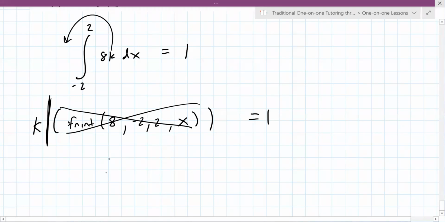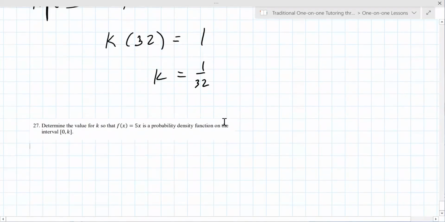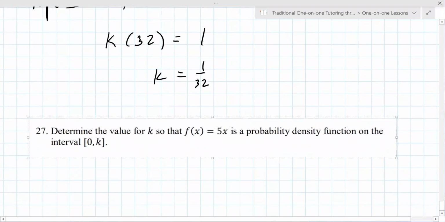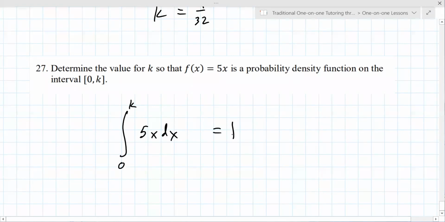So it's K times 32 equals 1. So you divide by 32, K equals 1 over 32. Okay. So the thing is, you might think, oh, I've got it, no big deal. On 27, you have to use calculus, because if you go to your integral, here's what your integral is: 0 to K, 5x dx, and this is supposed to equal 1. And there is no backwards integral in your calculator.